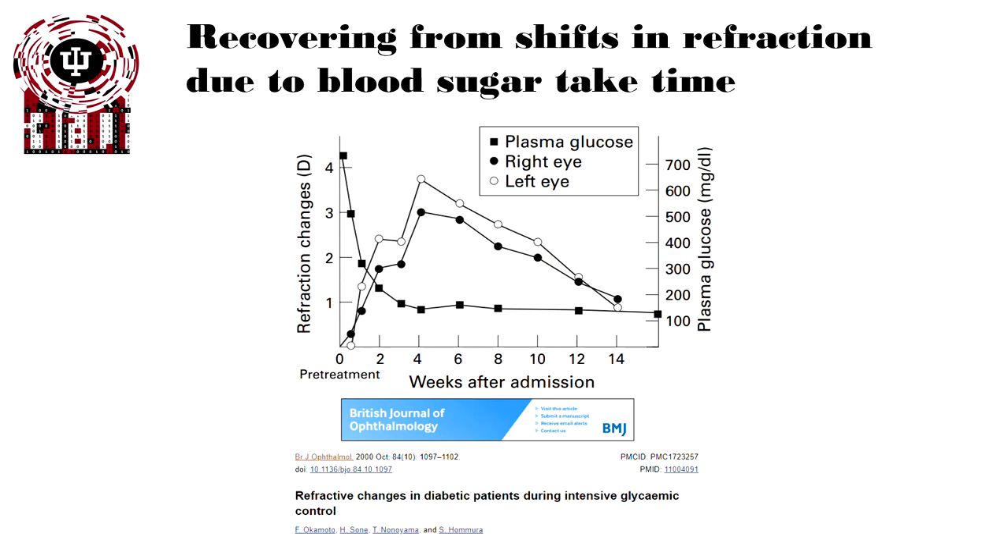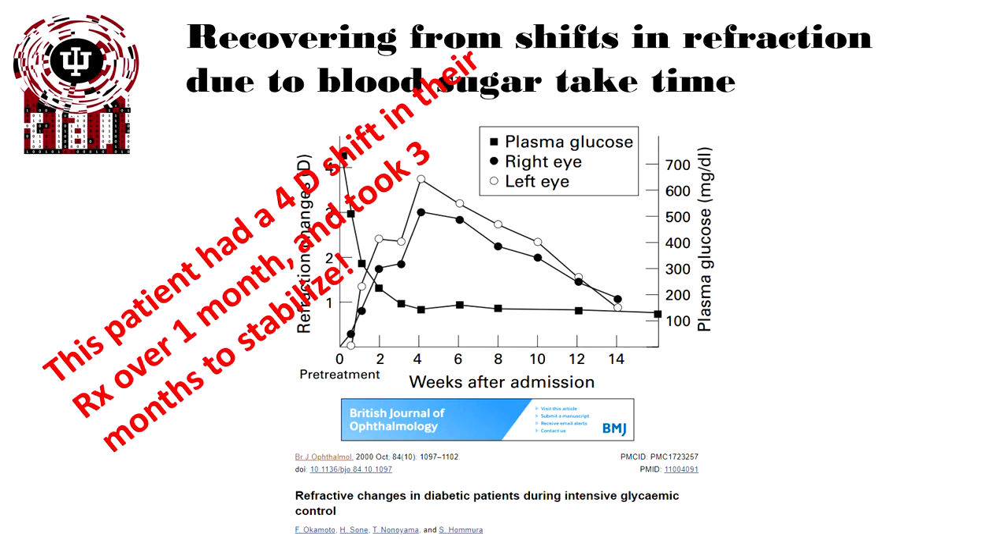Here's an example of one patient's shift. They initially had a myopic shift, and as they were put under blood sugar control, they had a rapid shift of hyperopia, up to 4 diopters in this case. And ultimately, this took time. It reached the pinnacle at about 1 month, but it ultimately took about 3 months for stabilization of the person's refractive error.